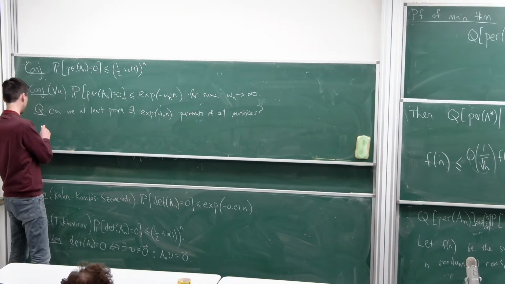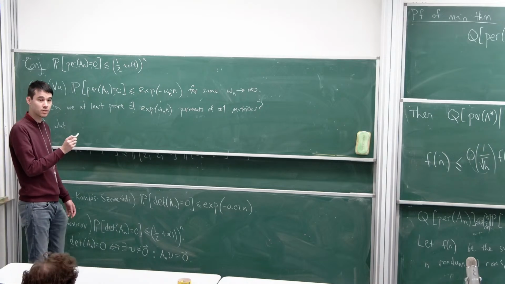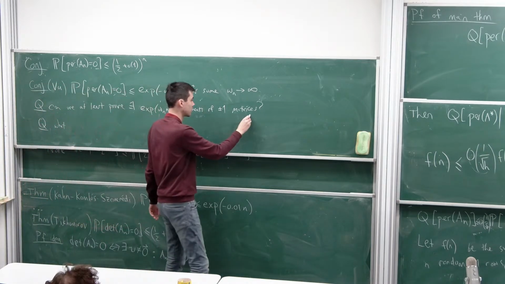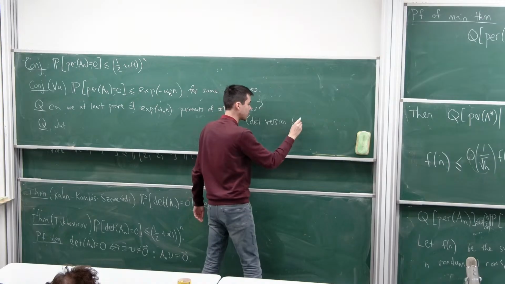The other question, as I sort of mentioned, is what about... Wait, sorry, who proved the determinant version? The determinant version was proved by Yaroslav Shitov.